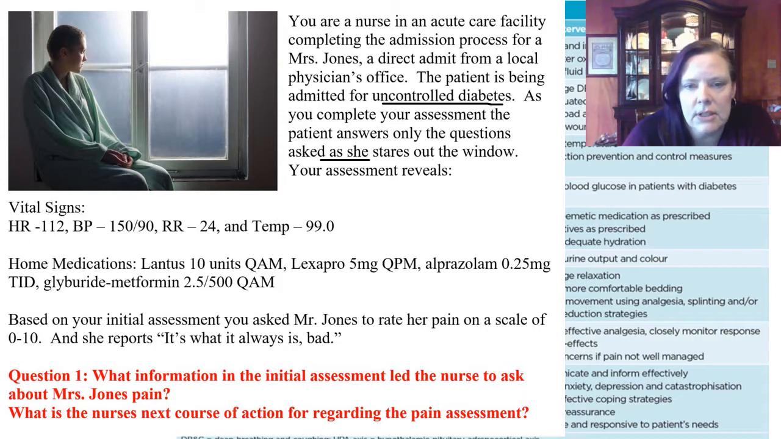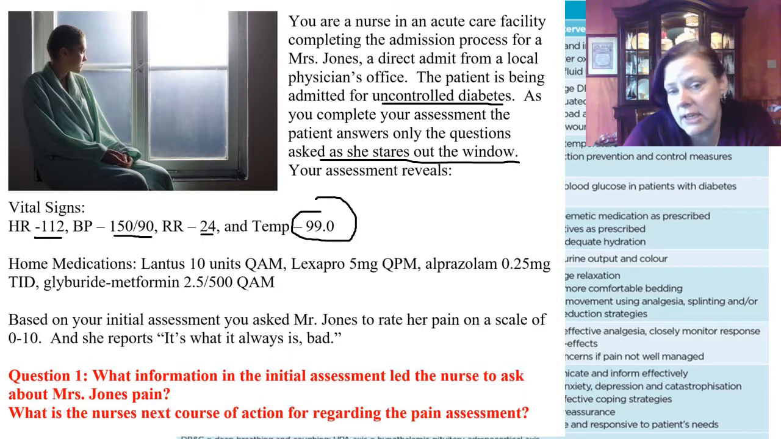You also notice that she stares out the window, that she has a heart rate that's elevated at 112, a blood pressure elevated at 150/90, a respiratory rate elevated at 24. And this is actually kind of a low grade temp, so there also might be something going on here as well. We could look at her home medications and see that she was being treated not only for diabetes, but also depression and also anxiety with the Xanax.